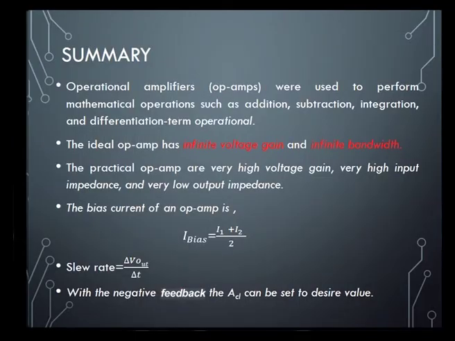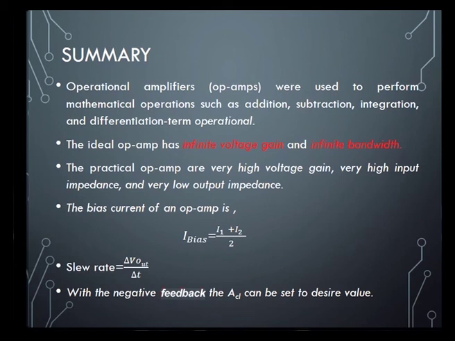And the practical op amp also has different characteristics: it has very high voltage gain, very high input impedance, and very low output impedance. And we came across the bias current, and the bias current is given by I bias equal to the average of two currents, that is I1 and I2, these are the two input currents.